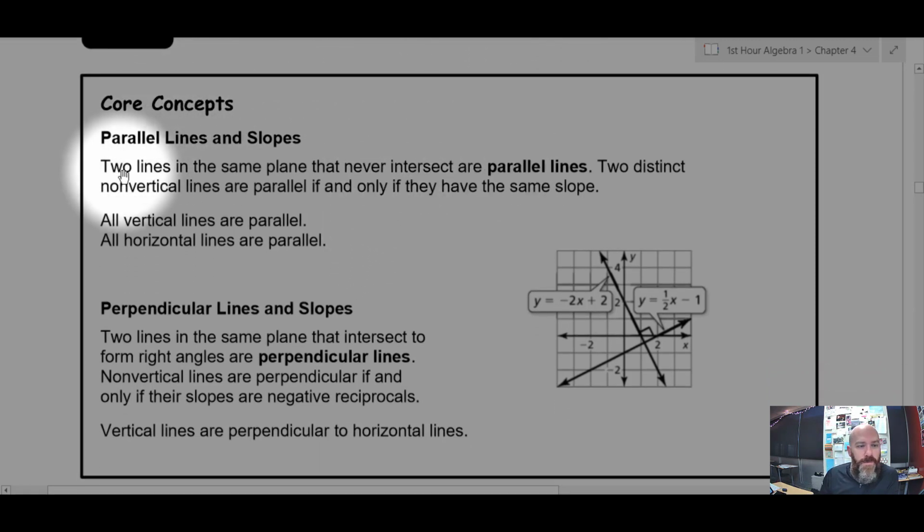Parallel lines, I'm going to read this. Two lines in the same plane, so think of a plane as being like a piece of paper, like a flat surface, that never intersect are parallel lines. So parallel lines never intersect.